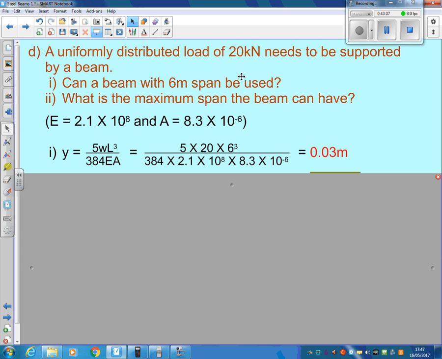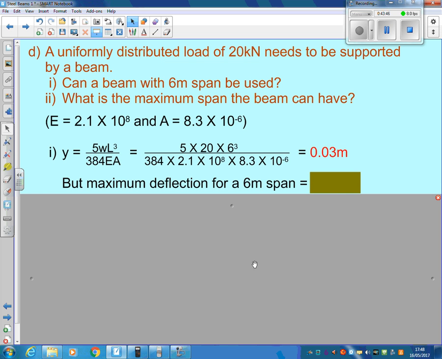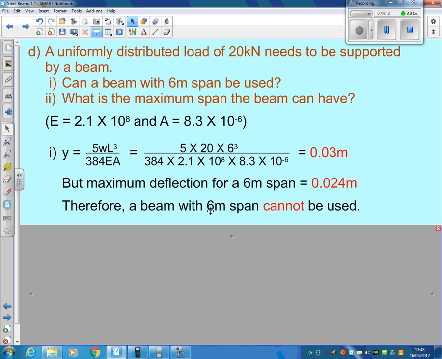Now let's compare that with what we get if you did 6 divided by 250. Well, we've already done it once, but we can easily work it out again. 6 divided by 250, we did it on the previous page, you probably remember, came to 0.024. So the maximum you're allowed to deflect it by is this. This is deflecting it by more because it's 0.030, and 30 is more than 24. So the 6 meter span is deflecting it too much. So a beam with 6 meter span cannot be used. It's going to be bending too much.